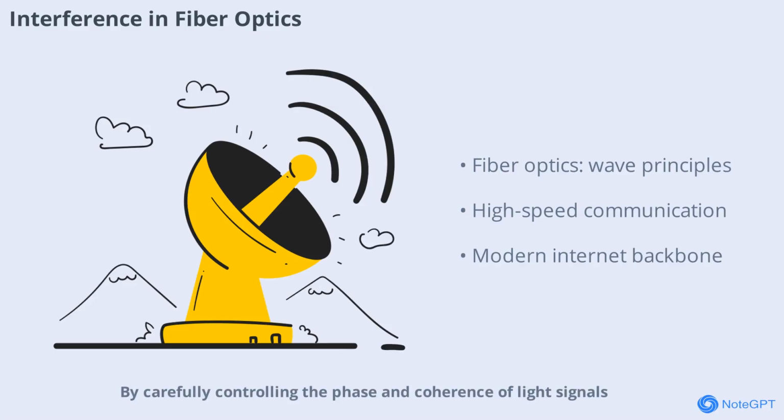Fiber optic cables use the principles of wave optics, including interference, to transmit information over long distances. By carefully controlling the phase and coherence of light signals, fiber optics achieve high-speed, low-loss communication. This technology forms the backbone of modern internet and telecommunications.